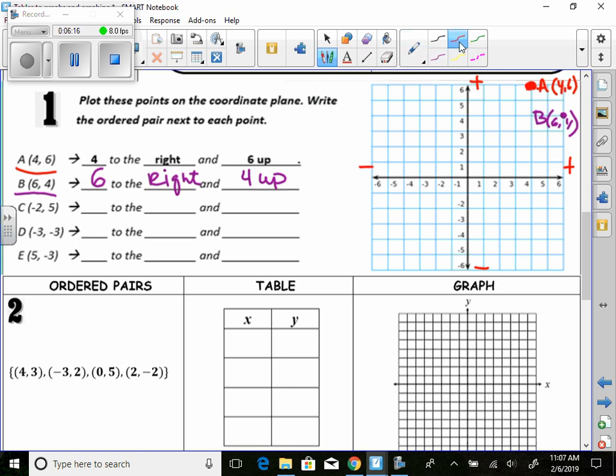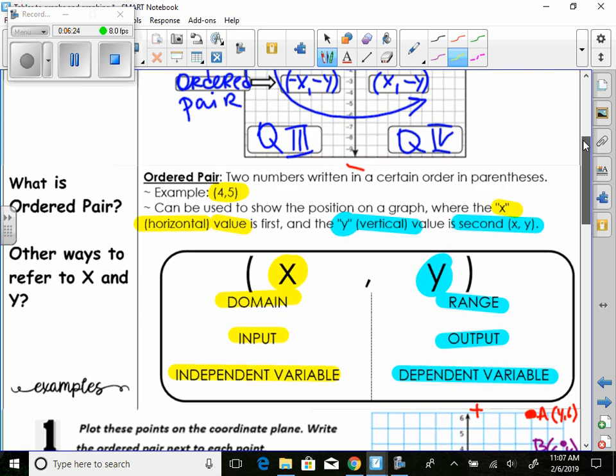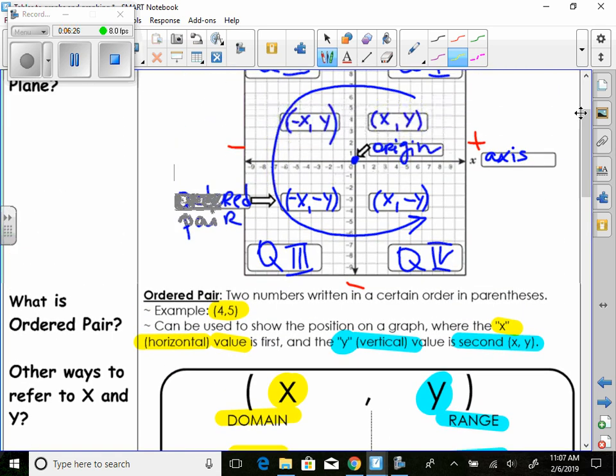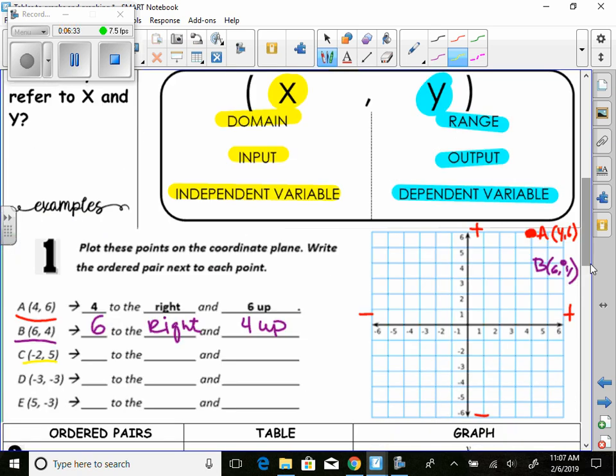All right, my next point is C at negative 2, 5. So negative 2, 5, if you go up to a coordinate plane, X is negative, Y is positive, so we can expect this point to be in the second quadrant. So let's see if that's the case.